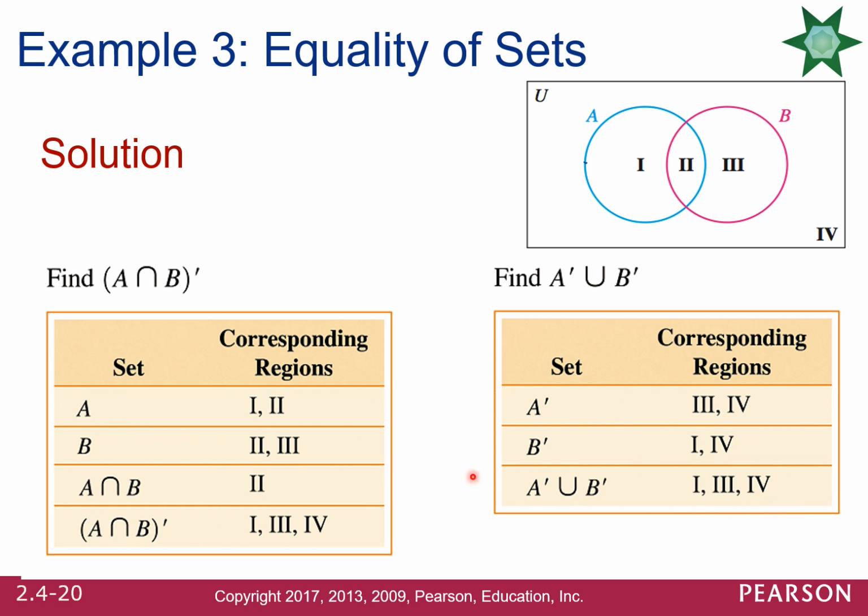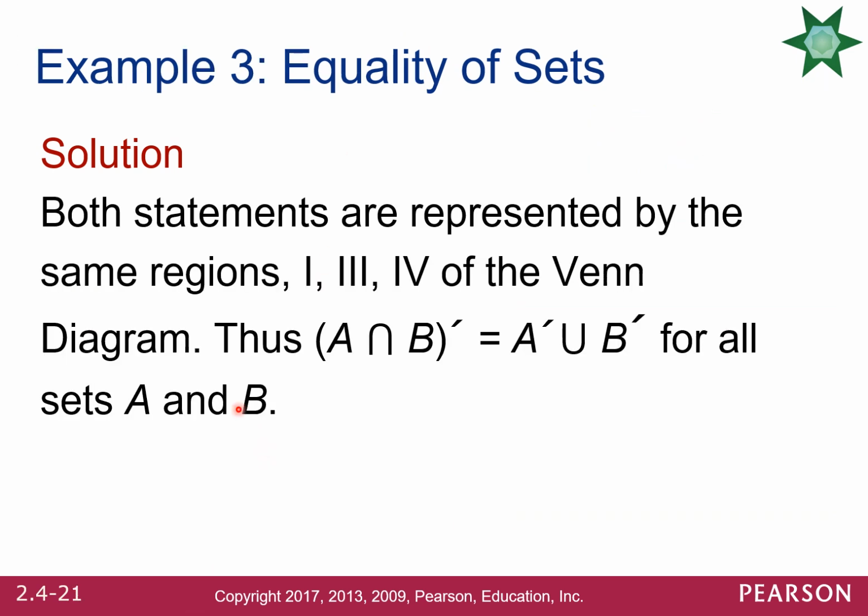So they've stated the final proof in the next slide. So let's quickly go over that. So here's how they've stated the final solution. It says both statements are represented by the same regions 1, 3, 4 of the Venn diagram. Thus, the complement of A intersection B is equal to the complement of A union the complement of B for all sets A and B.